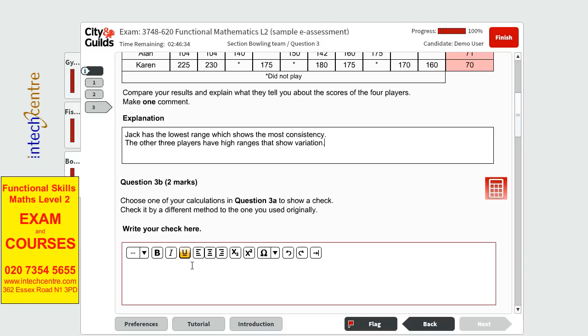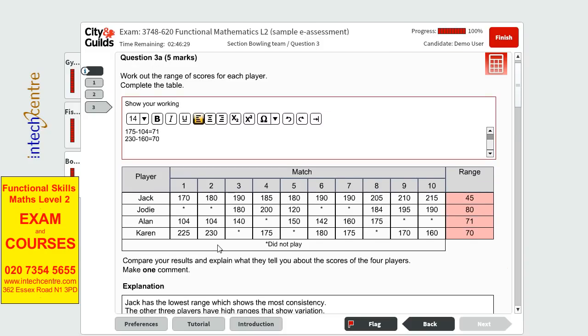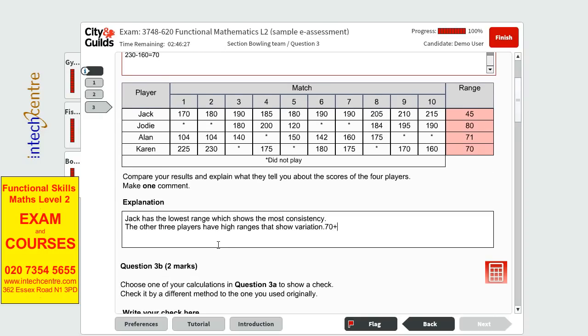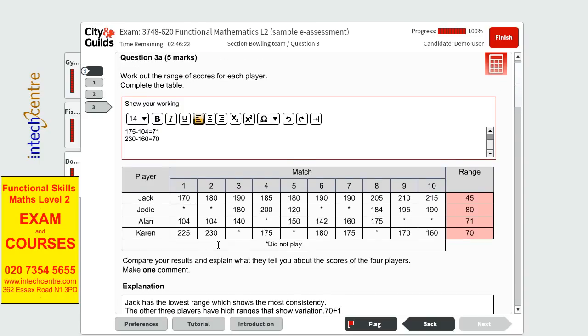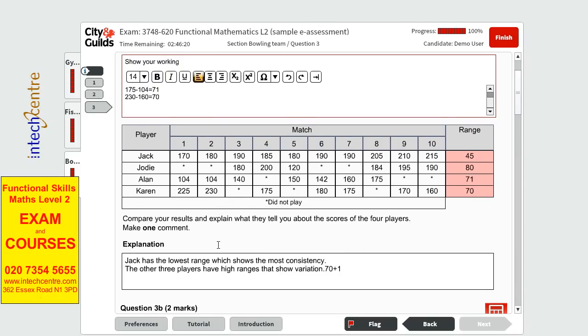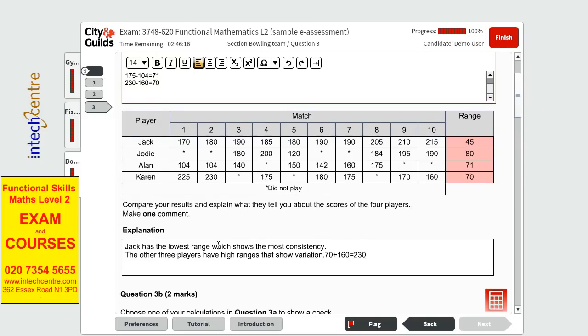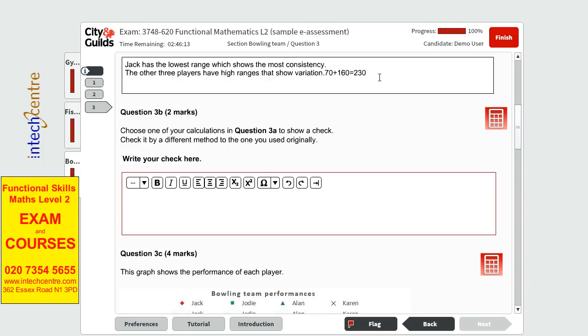Question 3b, 2 marks. We have to choose one of the calculations in 3a to show a check. So we look at the last calculation. We have 70 plus 160 equals 230. And I put it in the wrong place. Let's copy this and move it down. So we cut and we paste.